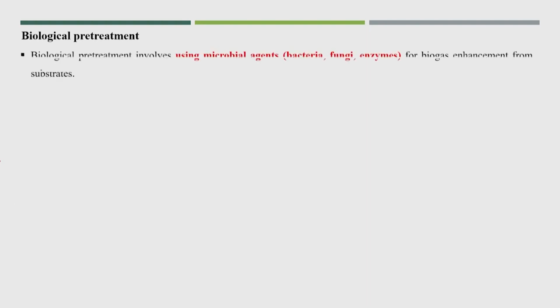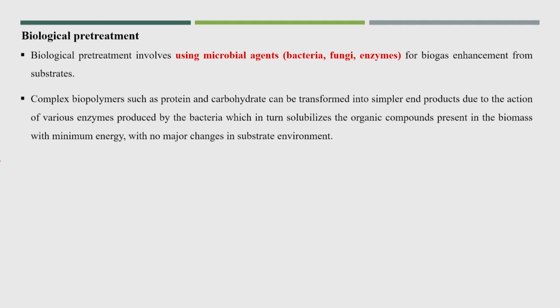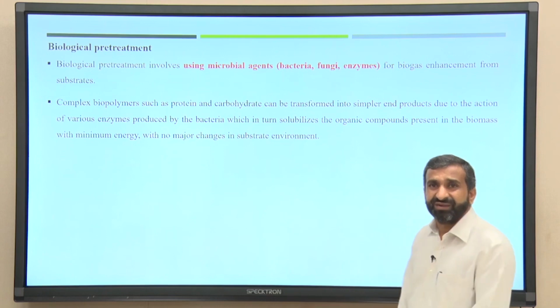Now, next is the biological pretreatment process. Biological pretreatment involves using microbial agents like bacteria, fungi, or even direct enzyme addition for the degradation process. So, the complex biopolymers such as protein and carbohydrates can be transformed into simple end products due to the action of various enzymes produced by the bacteria. Means it will increase the solubility of organic matter.